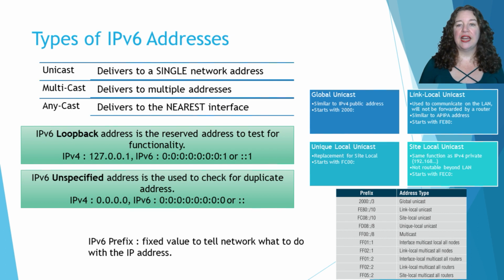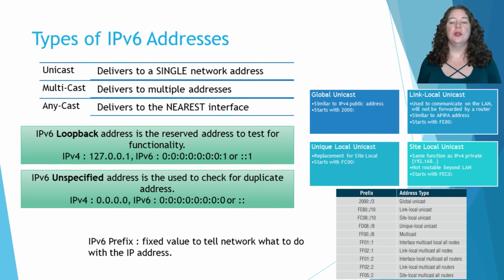Of the different unicast options, we go back to that global, link local, unique. So your global, similar to an IPv4, always starts with a 2000. 2000 is always its prefix, and it's a global unicast saying I'm going out. Our link local unicast is used to communicate on the LAN or on the network, but it will not be forwarded by the router to the outside world. This is similar to the APIPA address, and it always starts with an FE80. So the APIPA, remember, does not go through your DHCP to assign a specific address. It is a local IP address that is only used within your network. You cannot do any forwarding.